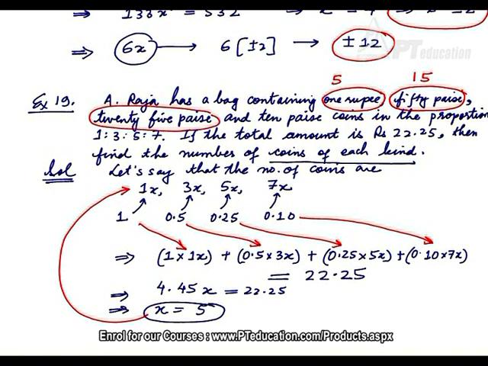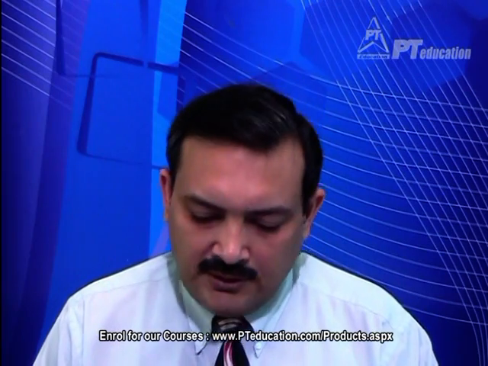25 paise denomination will be 5x, 5 into 5 is 25. And 10 paise denomination will be 7x. So that will be 7 into 5, which will be 35. So 5, 15, 25 and 35 are the 4 answers that we wanted. Question 19 has been solved.